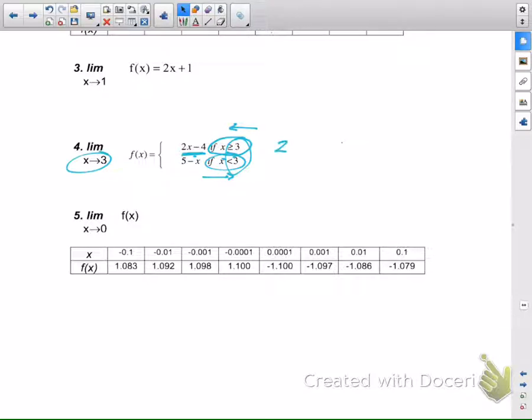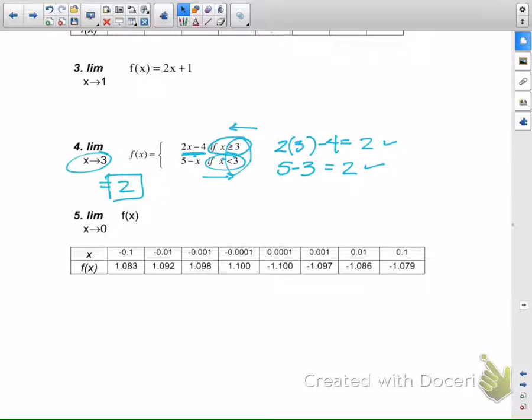So in this case I would say 2 times 3 minus 4. Let's see what number we get from that. In this case we're going to get what? 2. And then I'm going to do 5 minus 3 for the second one. I'm also going to get 2. If they're approaching the same number on both of them, what does that mean? That's your limit.